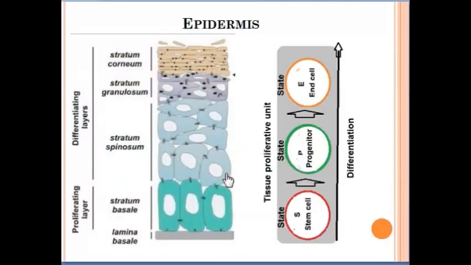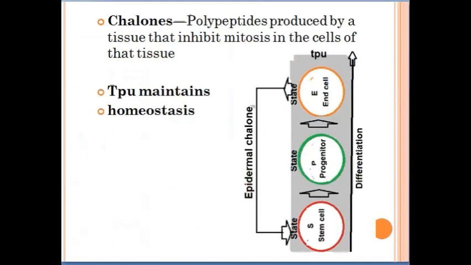So we are talking about epidermis, and this tissue proliferative unit is applied here to the epidermis. Here you have the epidermis, all the states of the epidermis, and at the bottom we have the stem cell, and as the stem cell divides, the entire unit streams upward. Now, what is important to realize is that this unit maintains homeostasis.